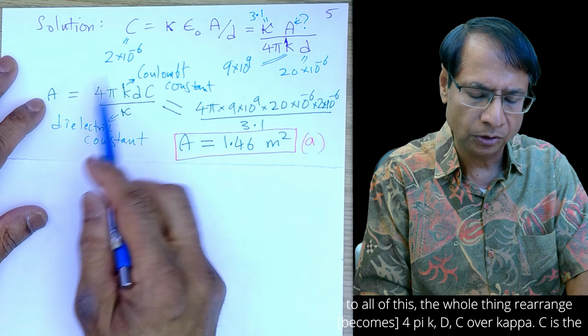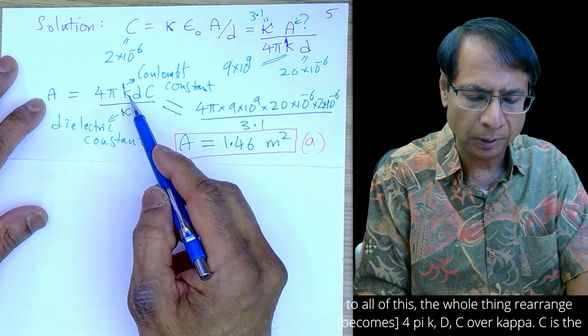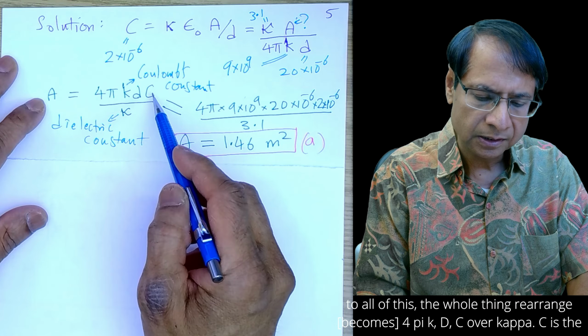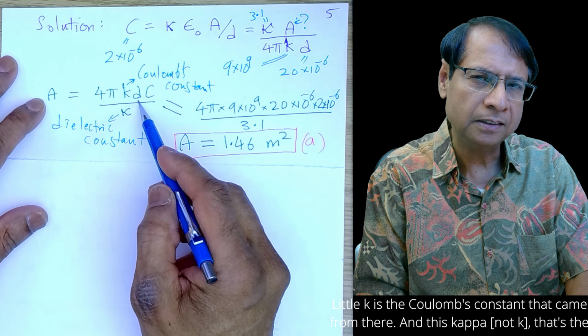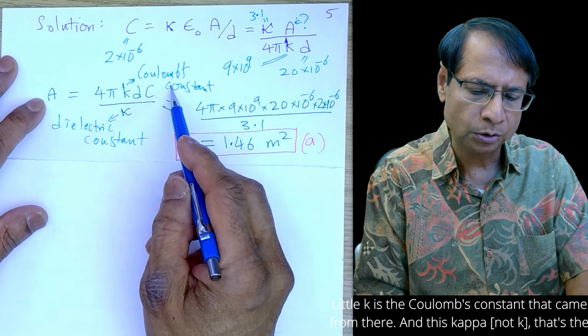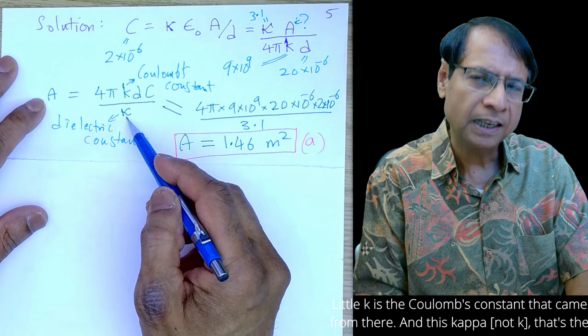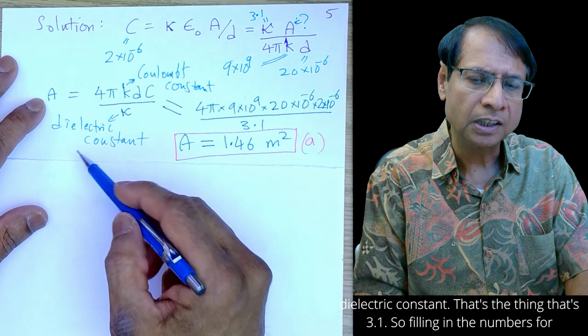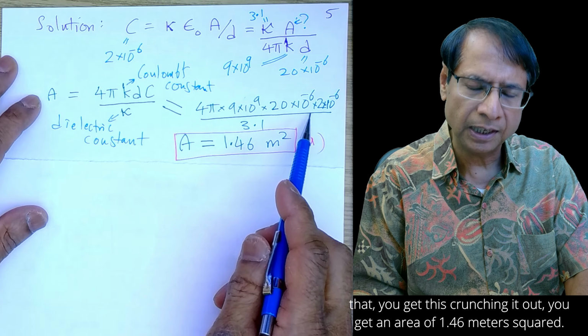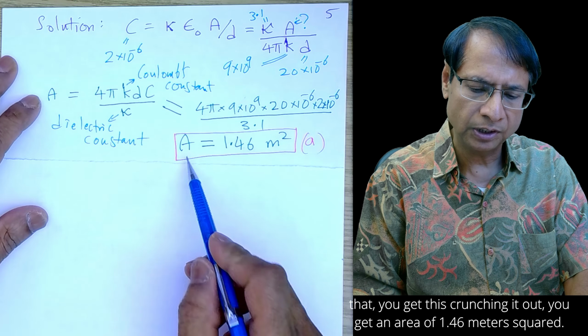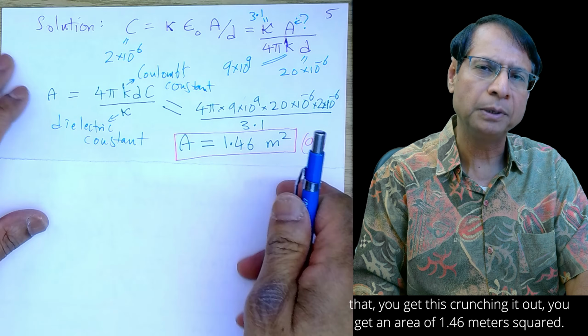So A is equal to all of this, the whole thing rearranged, 4 pi k d C over kappa. C is the capacitance over here, d is the spacing, little k is the Coulomb's constant that came from there, and this kappa is the dielectric constant. That's the thing that's 3.1. So filling in the numbers for that, you get this. Crunching it out, you get an area of 1.46 meters squared.